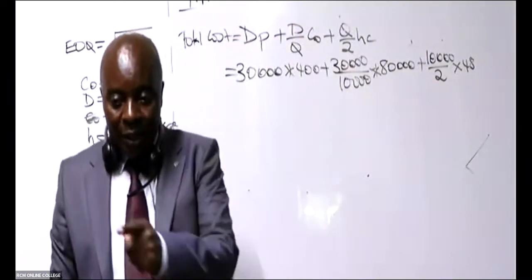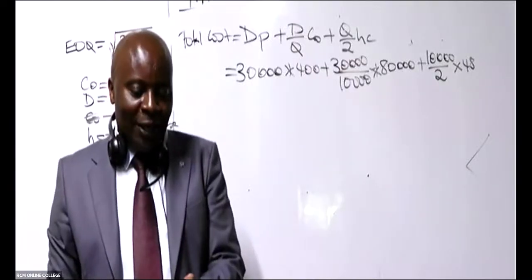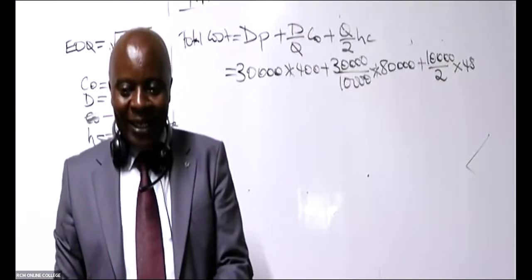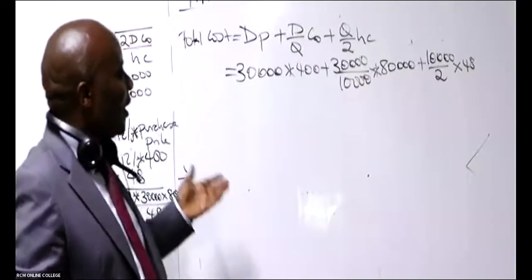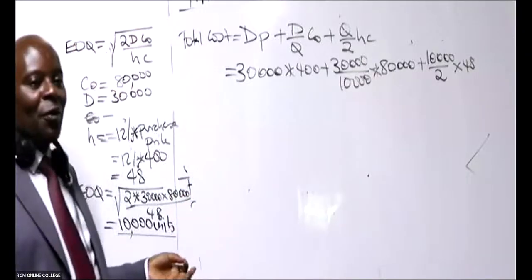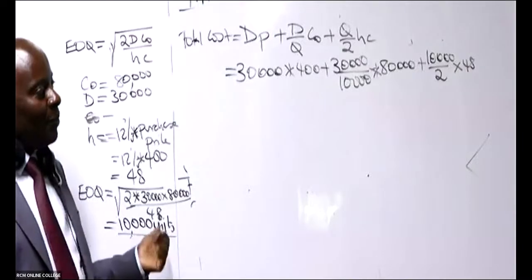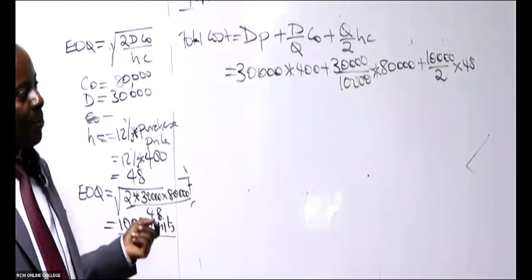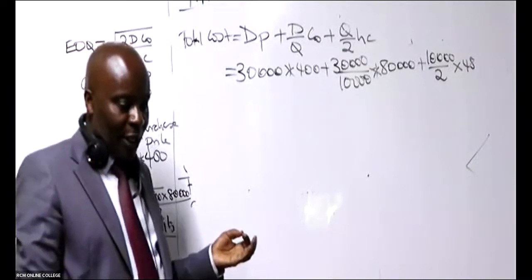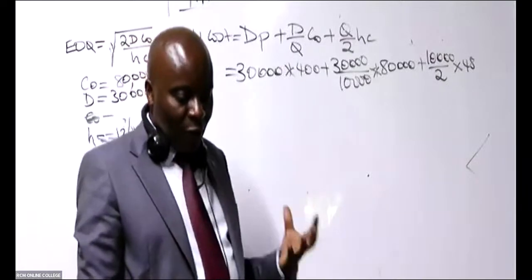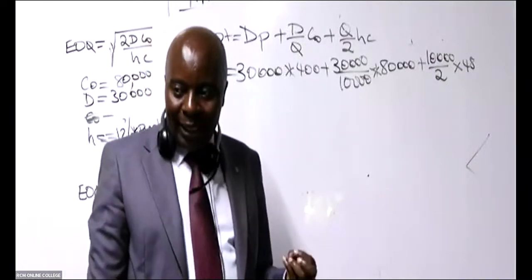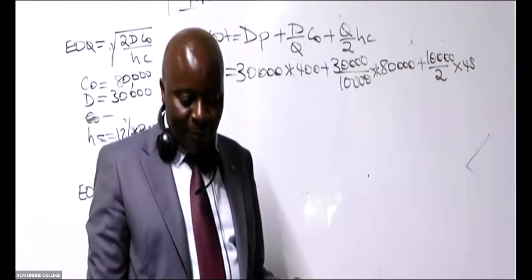So in this case, you're using your calculator, not your phone. I believe you guys have calculators, right? So you say 30,000 times 400 plus 30,000 divided by 10,000 times 80,000 plus 10,000 divided by 2 times 48. Who will be the very first person to give me the answer here?